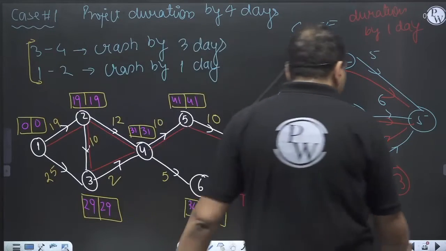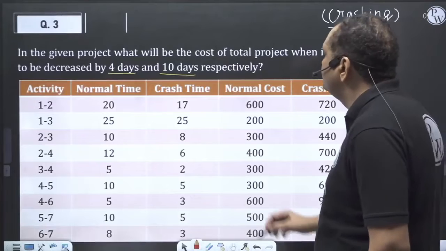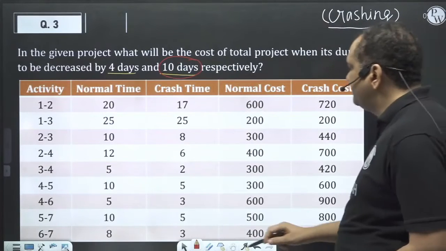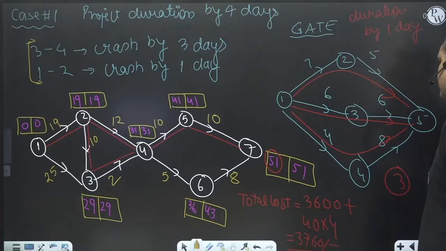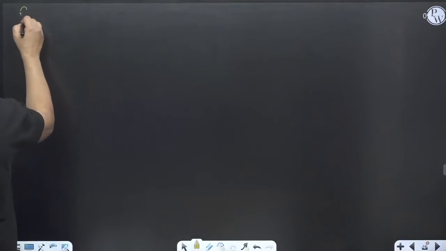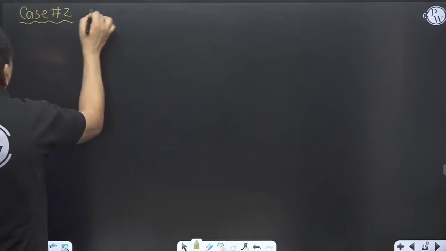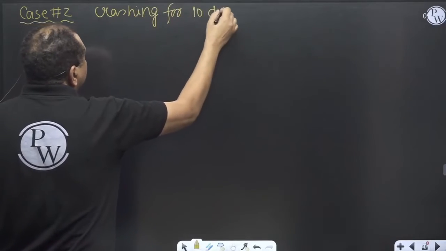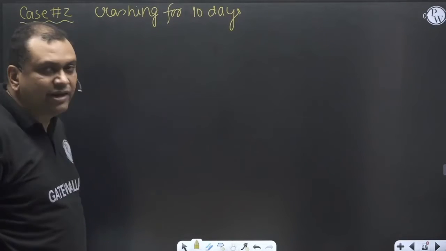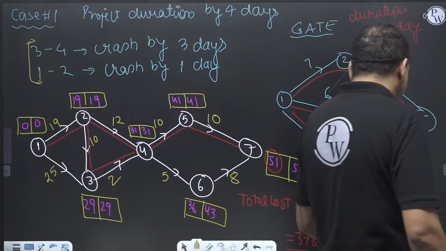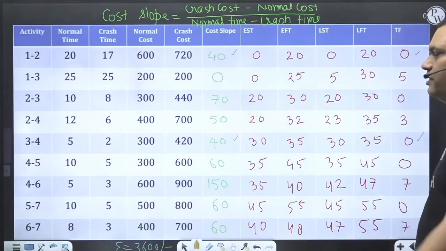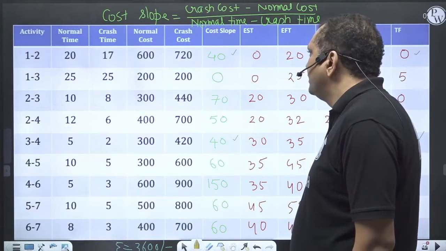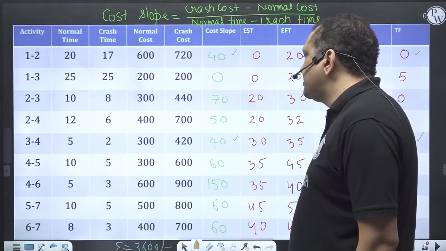Now, what is the second problem? I have to crash by 10 days. So now case 2, I am crashing the network for 10 days in total. Okay? Activity 1 to 2 can be crashed by 3 days. Activity 3 to 4 can be crashed by 3 days.